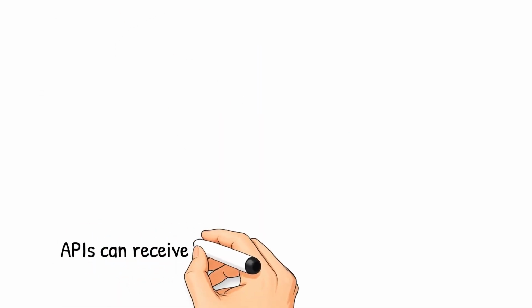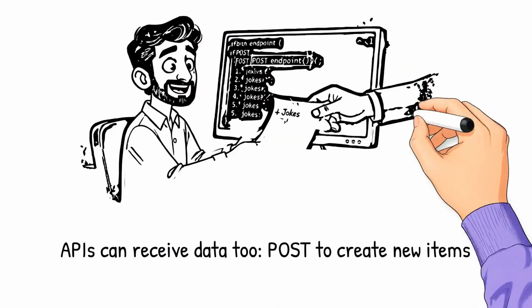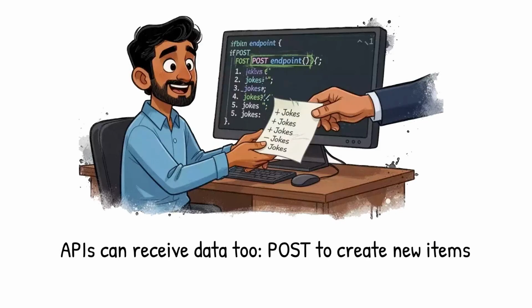And what if you want people to send you data, not just read it? Remember POST from episode 3 for creating things? You simply tell that route to accept POST requests and write a recipe that takes the incoming data, say a new joke someone submits, and adds it to your list.